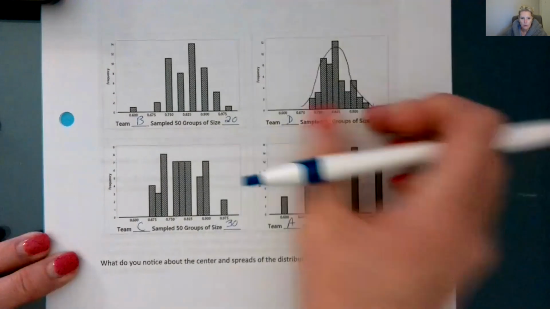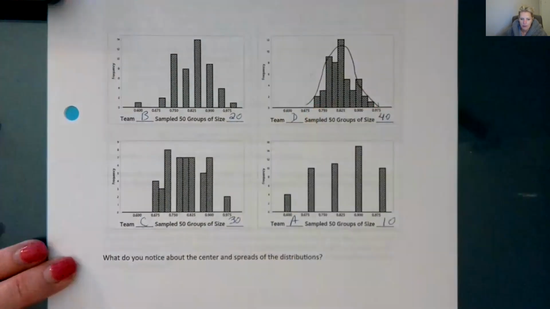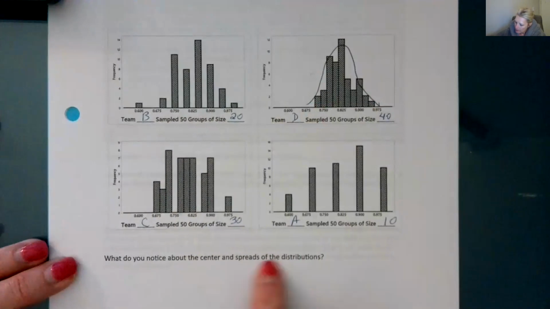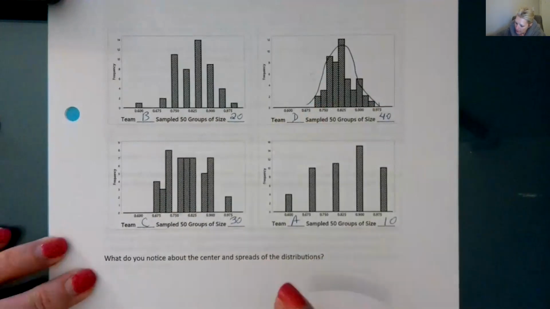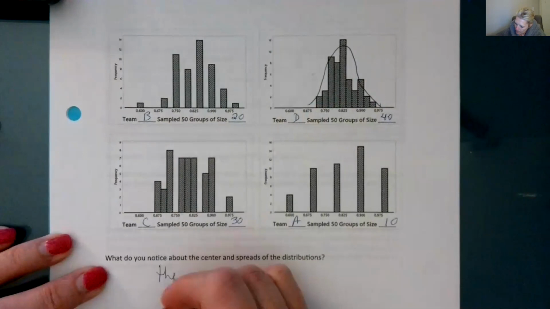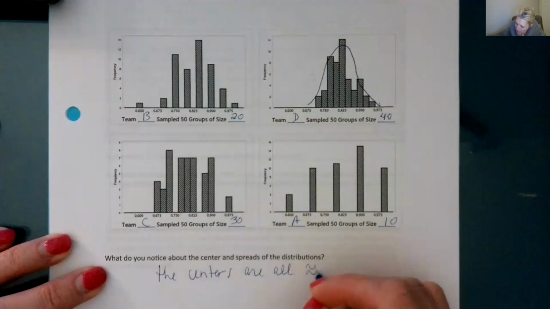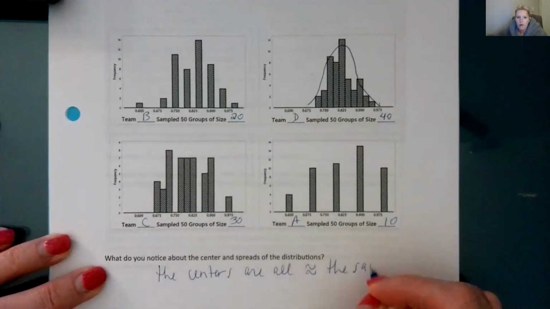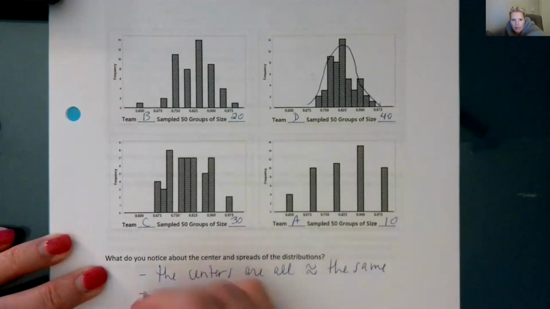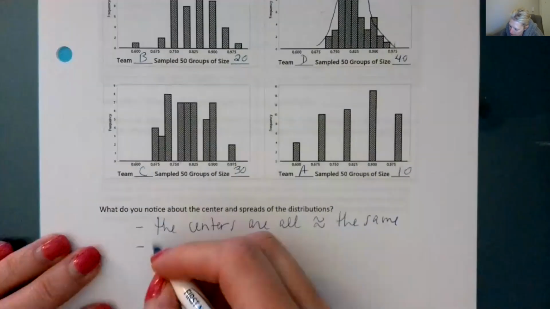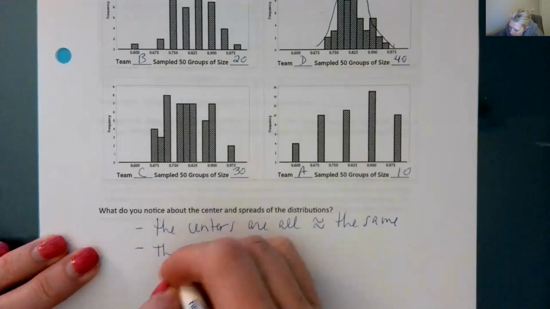What do you notice about the center and spreads of the distributions? The centers are all approximately the same, right? And the second note is that the standard deviation, the spread, is getting smaller.